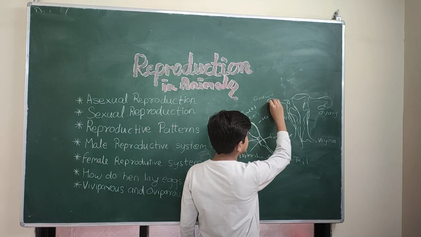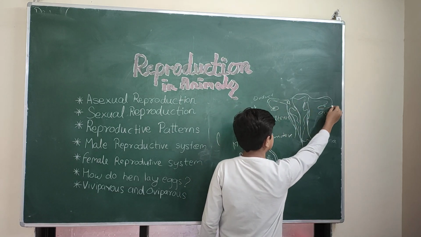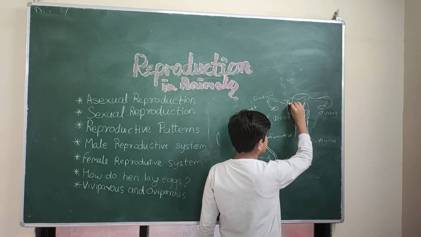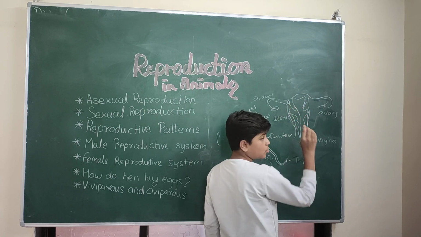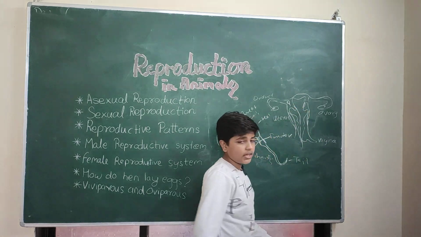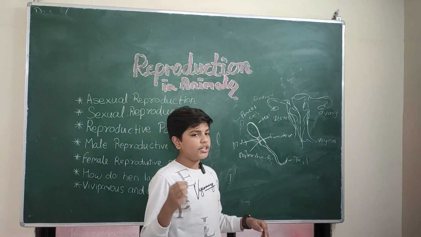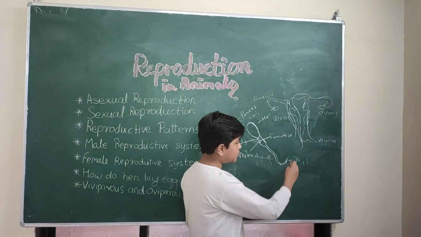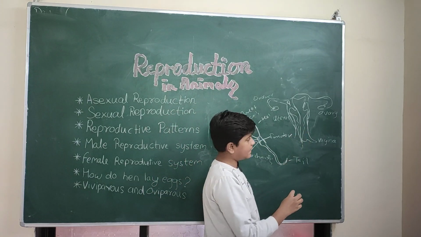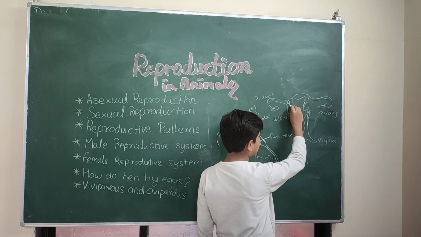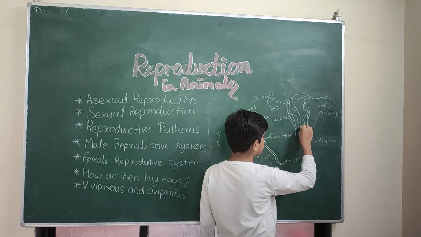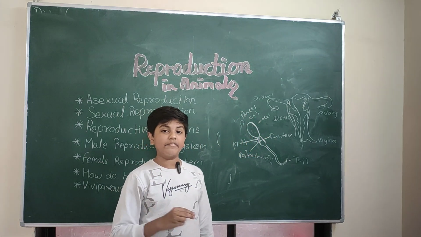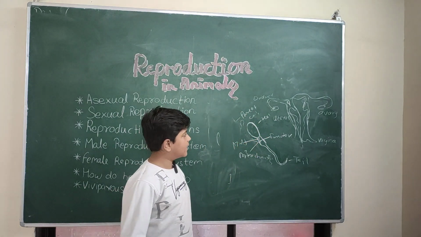Then if this produces one egg and this also produces an egg, and the sperm enter, and if two sperms enter only one egg, then there will be twins which will be identical. And if two sperms enter the vagina and one sperm enters this egg and one sperm enters this egg, there will also be two twins, but they will not be identical.